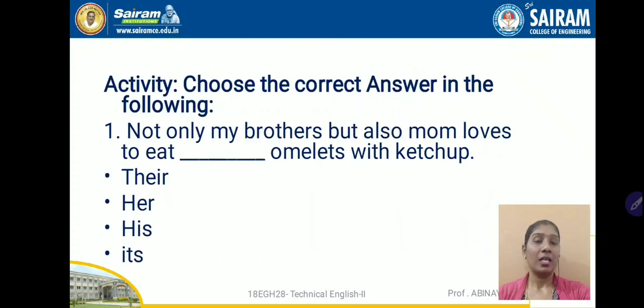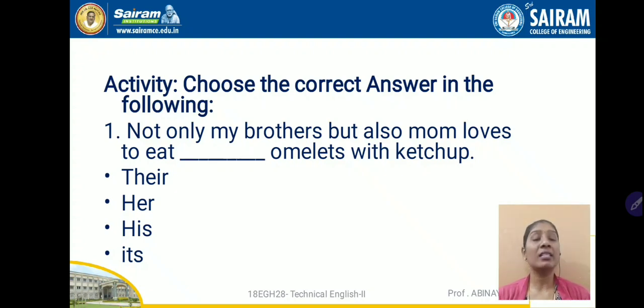Okay. Let's go for the activity. These are the agreements between noun and the pronoun. First one is number agreement. If the noun is singular, go for singular pronoun. If the noun is plural, go for plural pronoun. And second one is gender. If the noun is masculine, go for masculine pronoun. If the noun is feminine, go for feminine. If the noun is neuter, go for neuter pronoun.